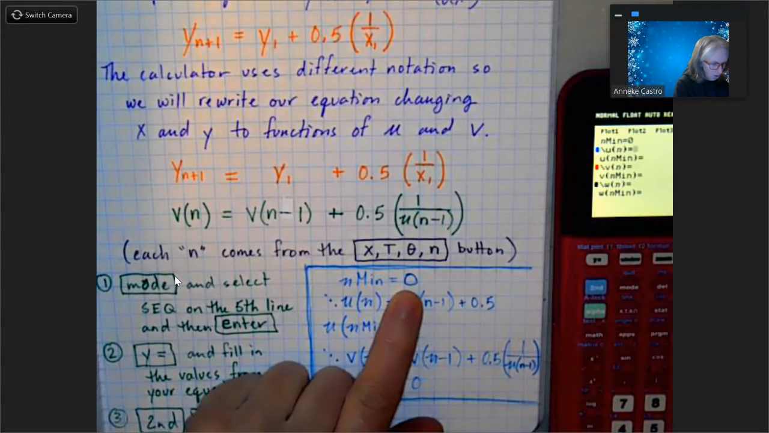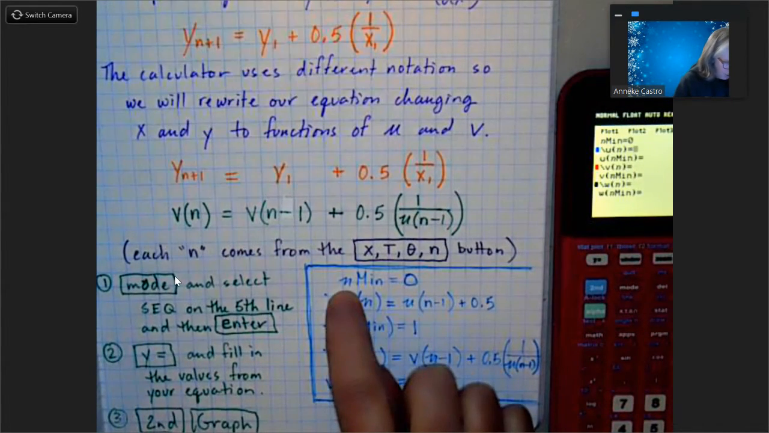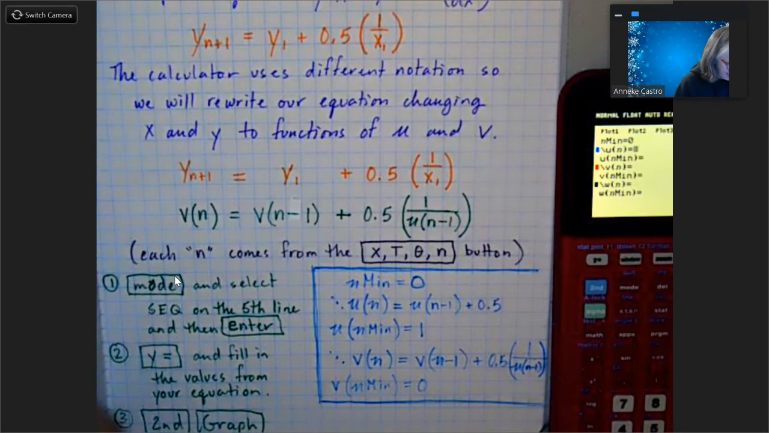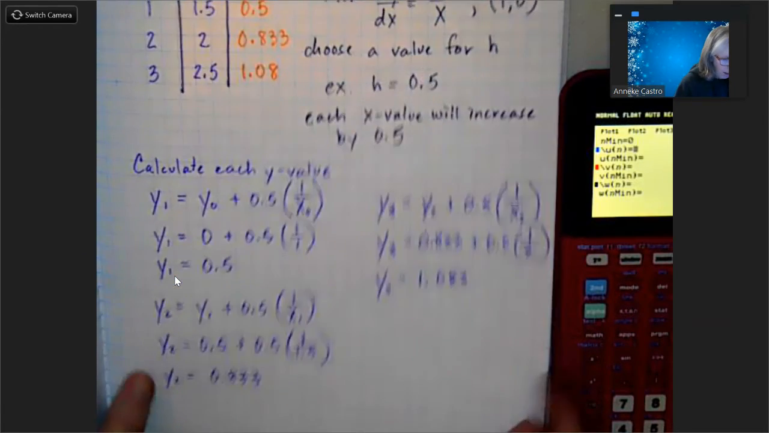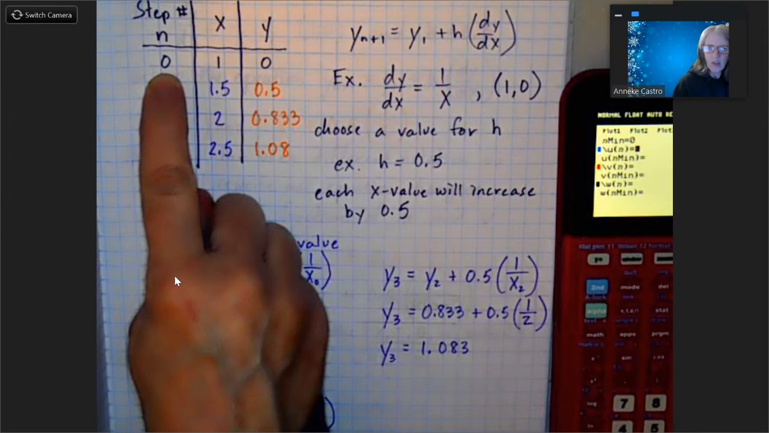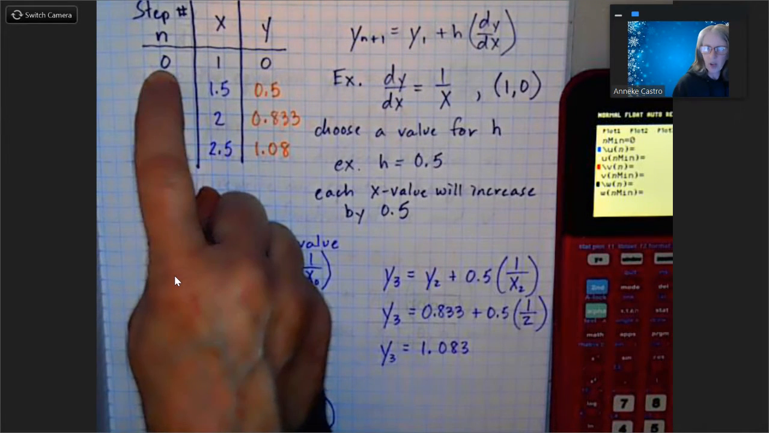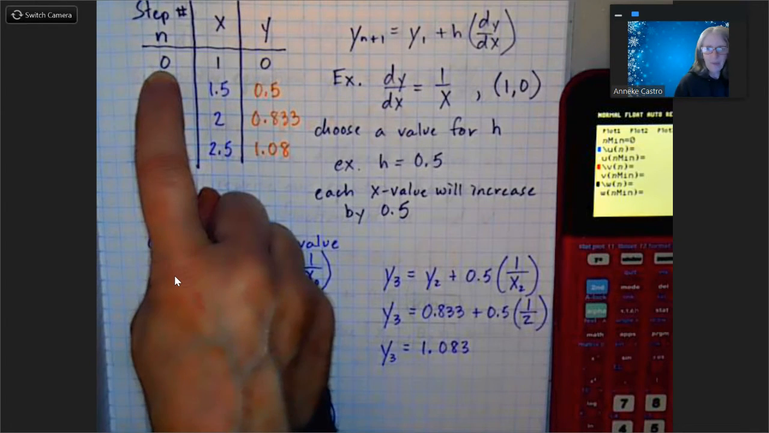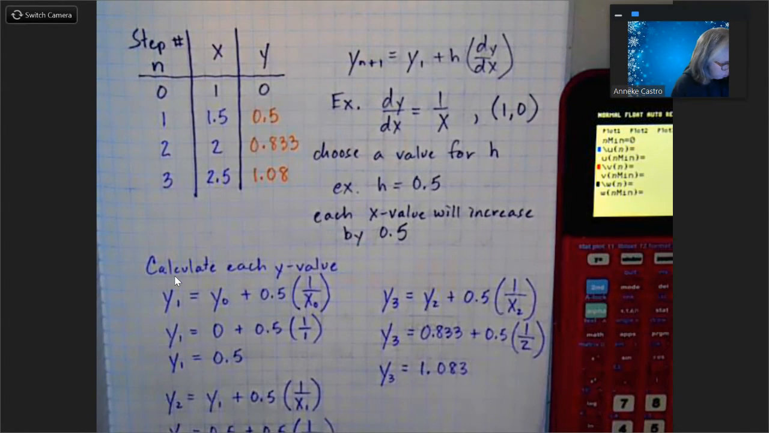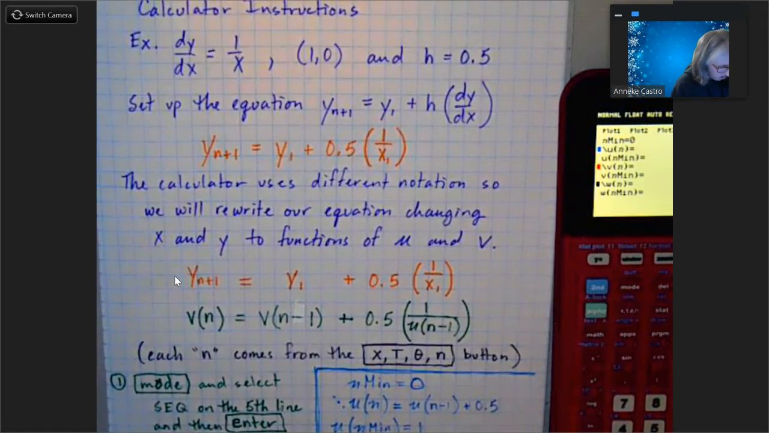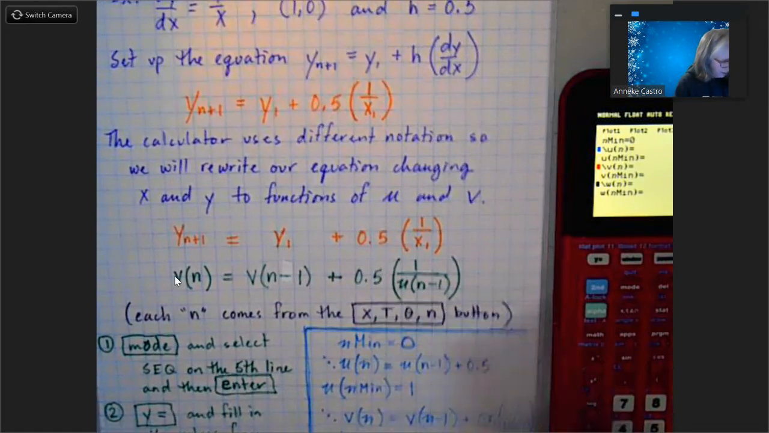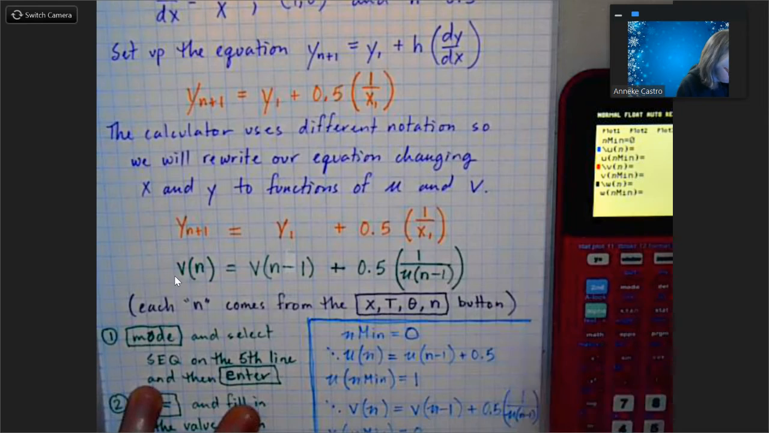So 0, n means our step. Remember when we set up our table over here, what was our first step? We called it step 0. So our minimum step, we're going to start with step 0. I don't know if there would ever be a reason for changing that, but it's going to be 0. So if yours doesn't say 0 on your calculator, go up and change that to a 0.